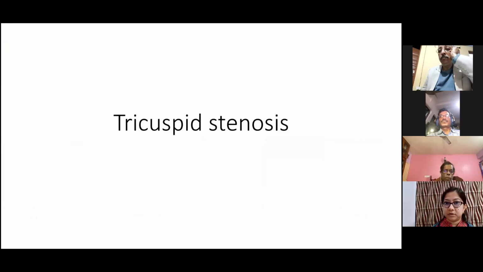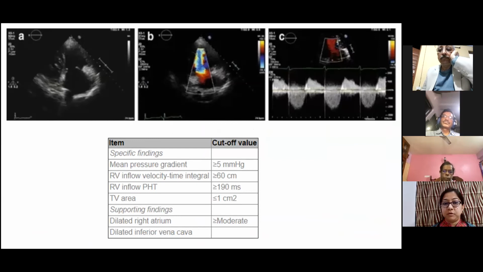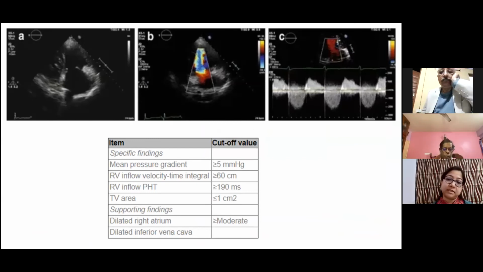Now the tricuspid stenosis, in which the pressure gradients were given a cutoff of around 5, more than or equal to 5 millimeter mercury, but recently we can also use more than 7. A mean of more than 7 has been described as severe, around 3 to 6 as moderate, and mild as more than 2 to 3. A VTI of more than or equal to 60 centimeter and PHT of more than 190 millisecond has been denoted as severe, and the tricuspid valve area less than or equal to 1 centimeter square.